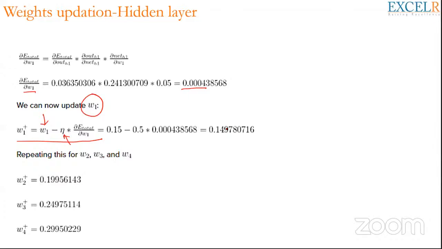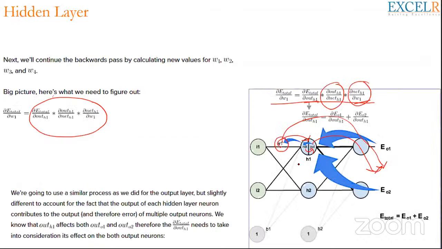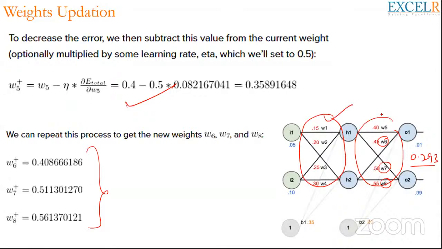So I have got 0.149. This is my new weight. Earlier it was 0.15. There is a slight change in that weight. So that is 0.149. Then compute for all other weights W1, W2, W3, and W4. That means we have successfully computed all of these weights, this as well as this.